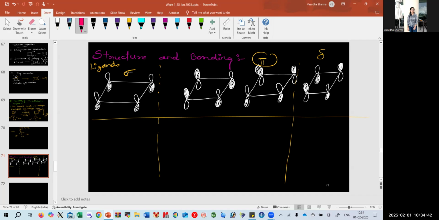Now we will see which metal orbitals would participate in making this sigma, pi or delta bonding. So in metal, the s orbital, pz orbital, and dz square orbital along the z direction. In pi bonding, we have px, dxz, and py, dyz, and this one would be formed with the dx square minus y square of the transition metal, right?